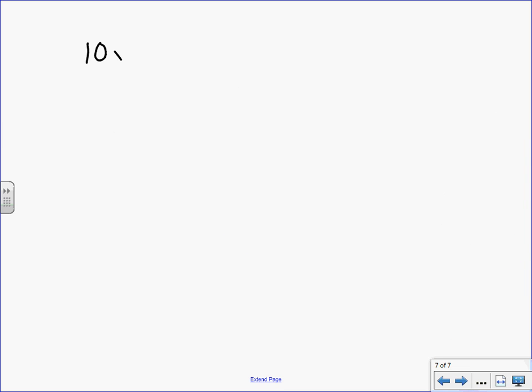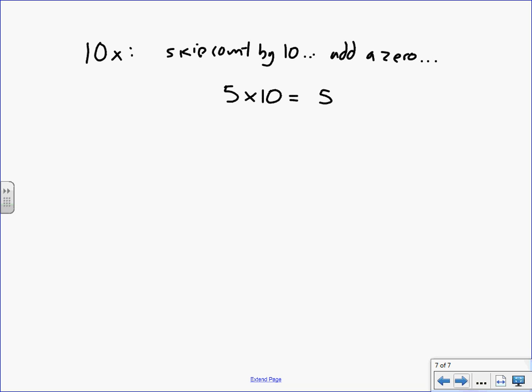For the 10s, that's really easy. When you do the 10s, you still count by 10. Also, you realize that you just add a 0. So when you want to do, let's say, 5 times 10, you write your 5 and then you add the 0. If you want to do 7 times 10, you write your 7 and then you add a 0. That's really easy. I think you're really good with the 10s. 11 also is pretty easy.